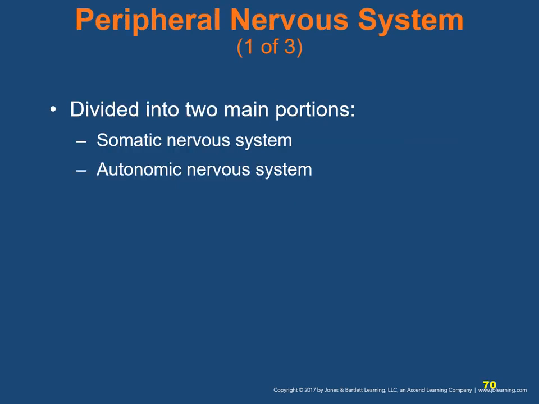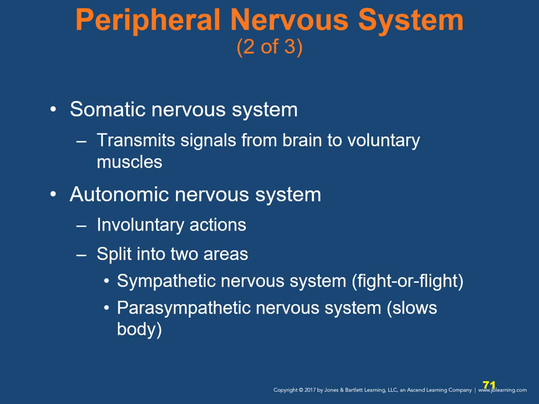Then you have the peripheral nervous system, which is divided into two main portions, the somatic nervous system and the autonomic nervous system. The somatic nervous system consists of nerves outside the brain and spinal cord that link the CNS to various organs of the body. It consists of long fibers that extend from the cell body out through openings in the bony covering of the back to form a cable of nerve fibers that link the CNS to various organs of the body. The divisions of the peripheral nervous system are the somatic nervous system, which is voluntary, and this transmits signals from the brain to voluntary muscles and allows for activities such as walking, talking, and writing.